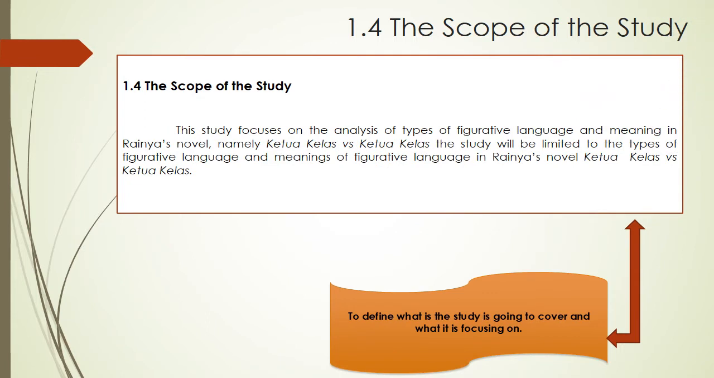The scope of the study explains the extent to which the research area will be explored in the work and specifies the parameters within which the study will be operating. Basically, this means that you will have to define what the study is going to cover and what it is focusing on. Similarly, you also have to define what the study is not going to cover. This will come under the limitations.